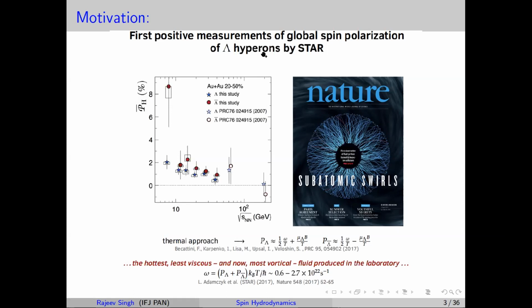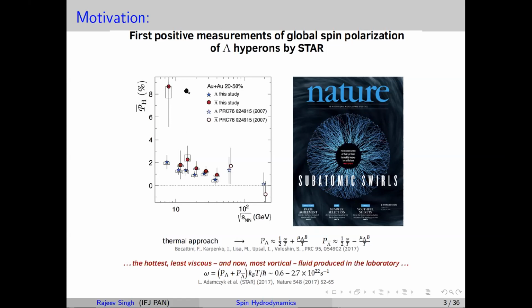Because lambda hyperons have a very common decay, and the decay time is very long compared to other hadrons, and it is difficult to measure the spin direction of most hadrons emitted in the heavy ion collision. However, lambda hyperons are self-analyzing, meaning that in the weak decay, the proton tends to be emitted along the spin direction of the parent hyperon. So if we can measure the protons, then indirectly we can measure the hyperons.